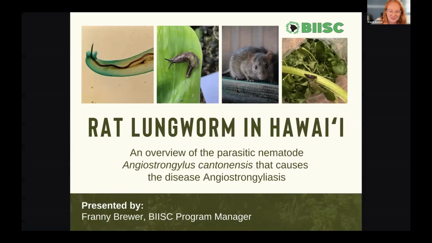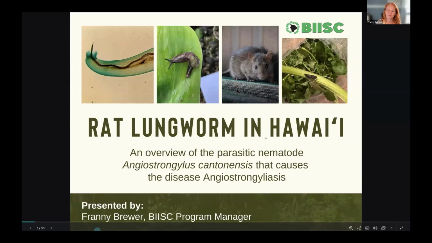Okay, I'm gonna start everything off by just taking us into the very basics of what it is we're talking about, the rat lungworm, because we use that term to refer to both the disease itself, rat lungworm disease, but also the parasite that causes that disease. So the parasite is actually called Angiostrongylus cantonensis, that's its Latin name, and the disease is angiostrongyliasis, right? So there's a relationship, but they are two different things.